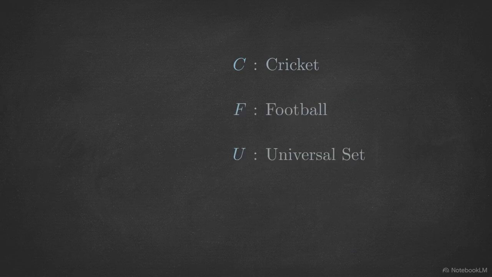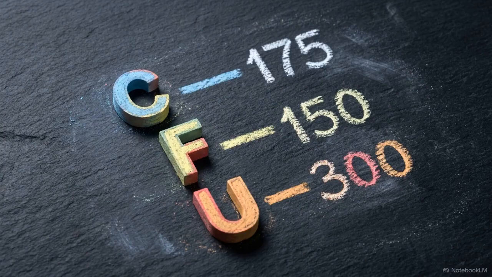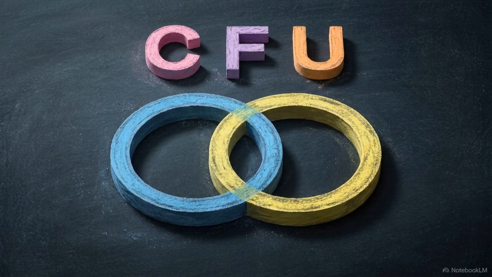Let's define our sets: C for cricket, F for football, and U for the universal set. Totals are 300 for U, 175 for C, and 150 for F. The 25 who liked neither are written as the union's complement, marked by this superscript C. Mapping the word problem to these specific variables ensures every piece of data has a mathematical home before we begin drawing the diagram.